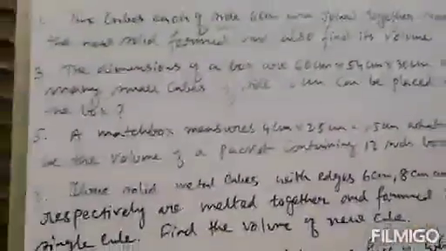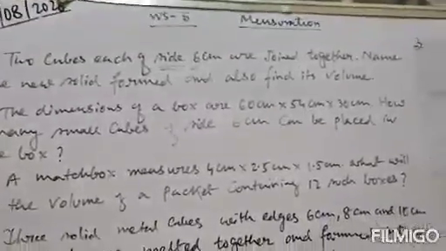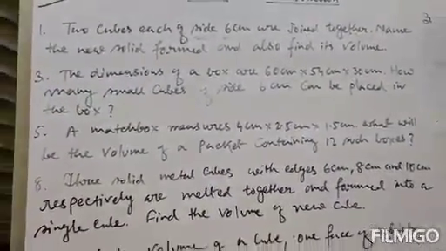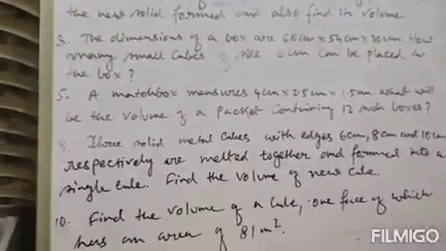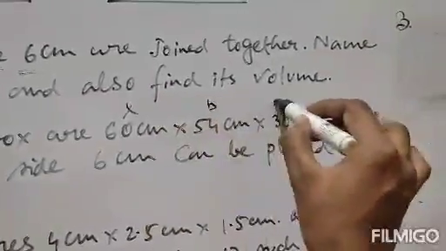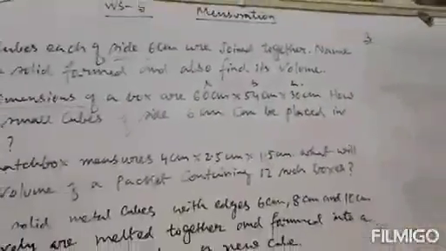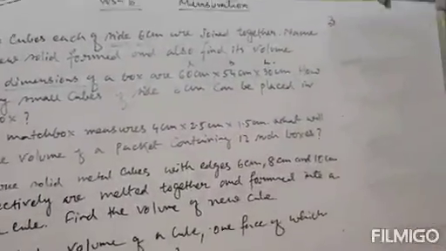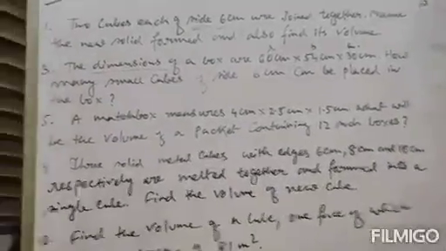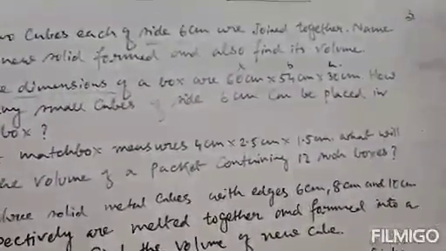Question number 3 says the dimensions of a box are 60 cm, 54 cm, 30 cm. How many small cubes of side 6 cm can be placed in the box? The dimension means length, breadth and height. Clear? So this is the length, this is the breadth, and this is the height. Always length, breadth and height will be in that order. Always length will be first, then breadth, then height. Clear? So dimension means length, breadth and height are given.